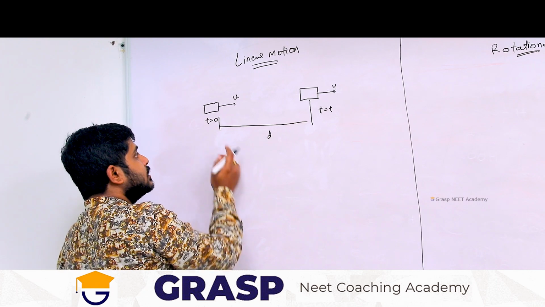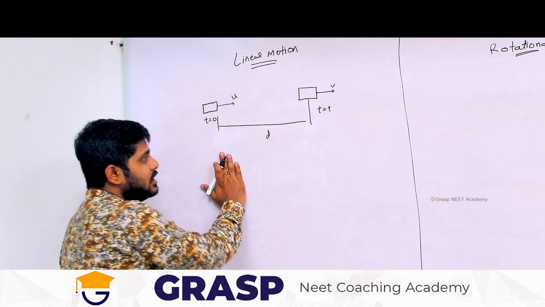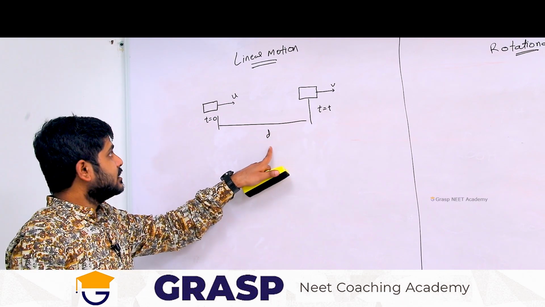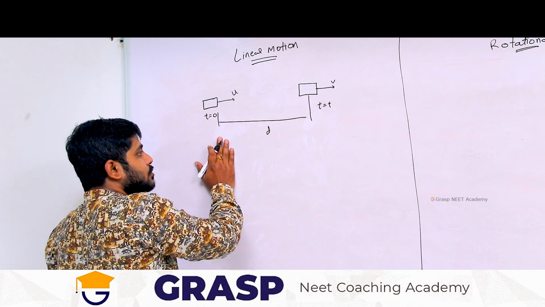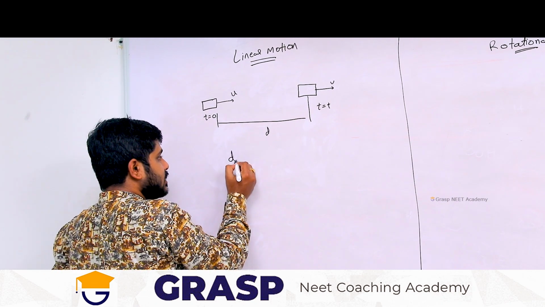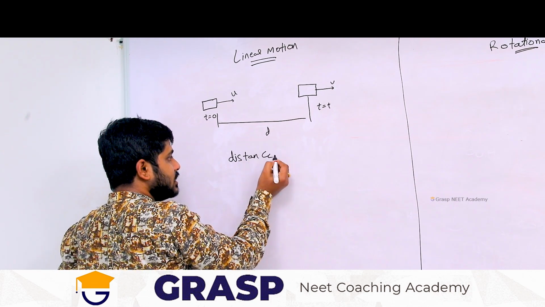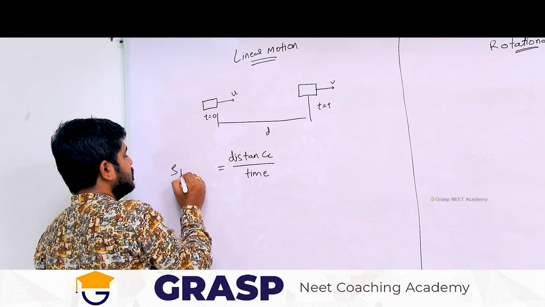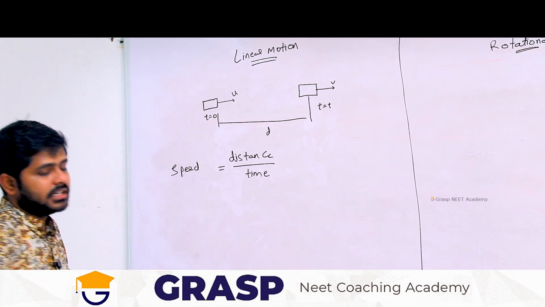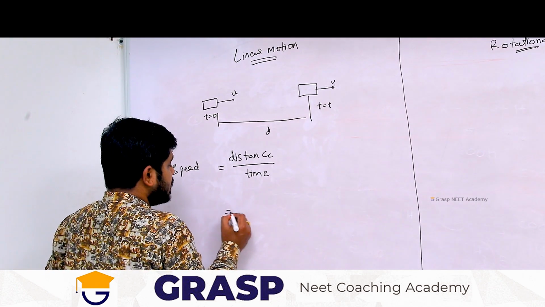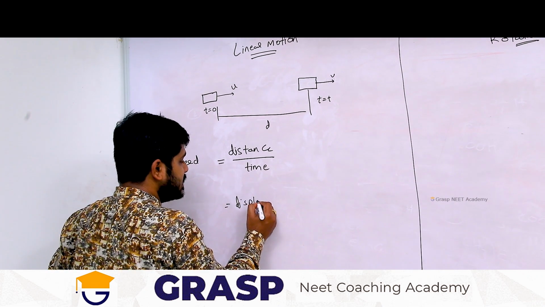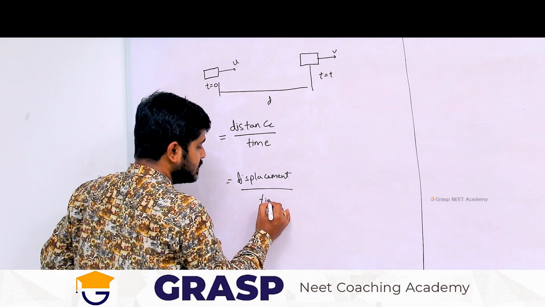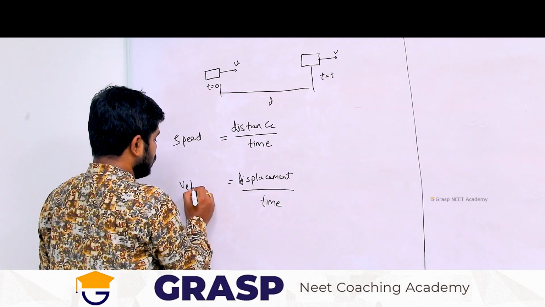Now, if you consider in a particular time the distance travelled is d. Whatever the distance travelled in a time t, we will say it has speed. And if you take displacement by time, you will get velocity.